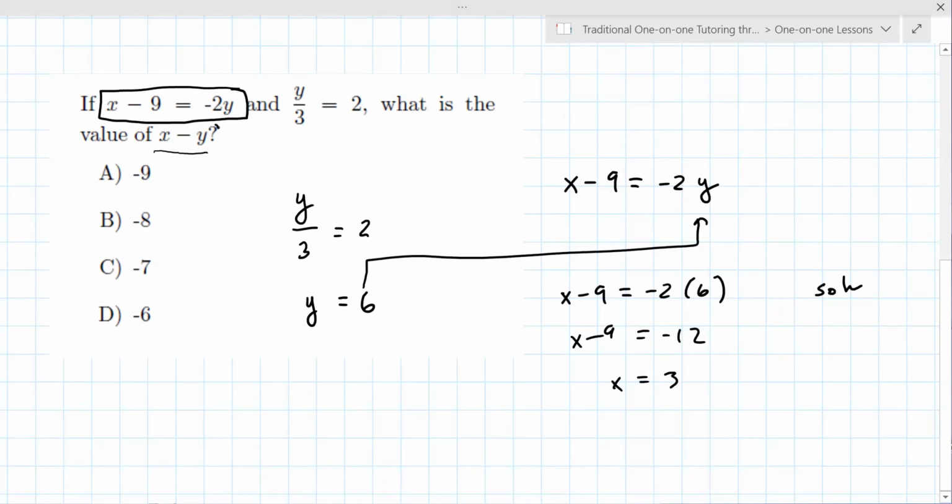Good. And then what is the final answer? The question asks for x minus y. So if y is 6, y equals 6, and x equals -3. -3 minus 6 is -9. Very good. So I believe the answer is A here.